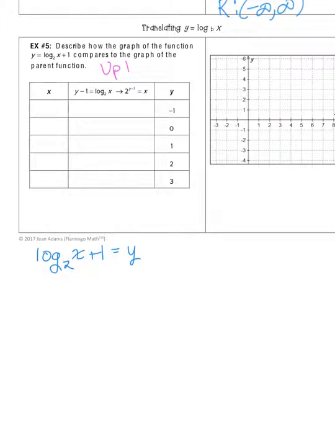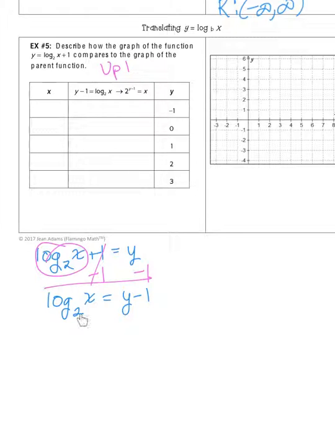And so my goal is, before I can put this into exponential form, I have to have the log by itself. I cannot change a log equation or a function into its exponential form if I have something being added or subtracted to the outside of that function. So my first goal is going to be to get this log by itself. So that means I have to subtract 1 from both sides. So I get a log base 2 of x equals y minus 1.